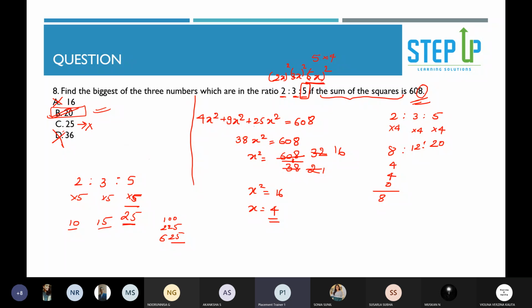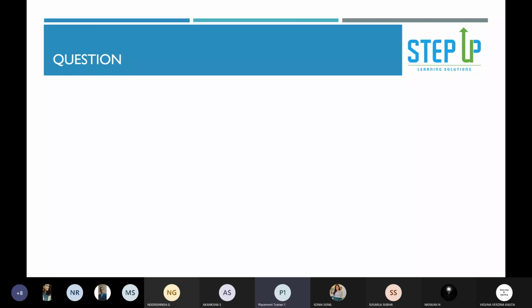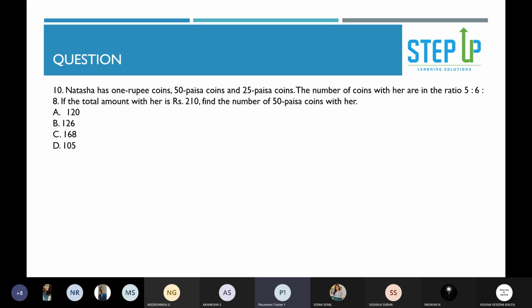Understood, people? Yes. Another way of doing it. If you don't want to go the traditional way, you can go ahead with the optional way also. This is simpler. We'll see, we'll come to it later if we get time. Okay, let's try this one.